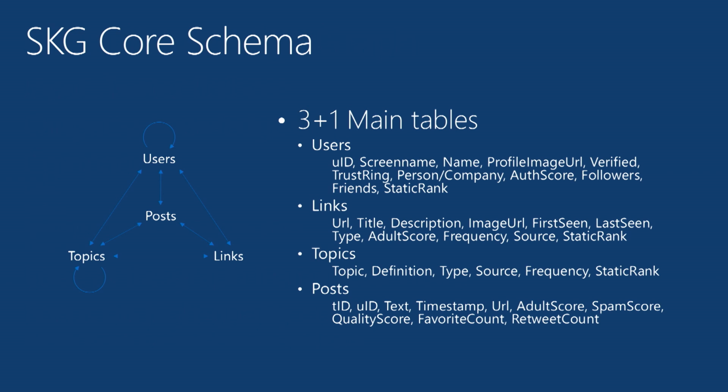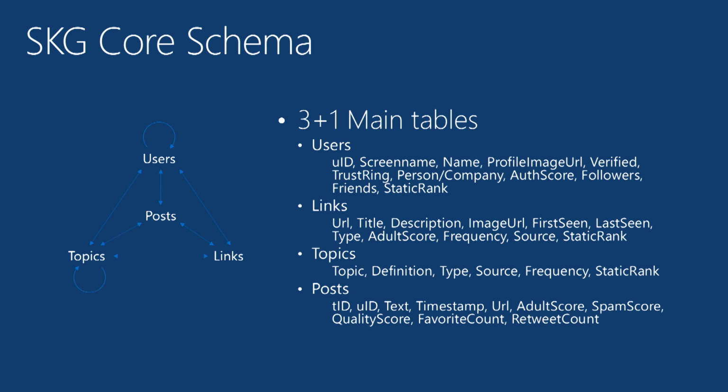This is a core schema. Looks complicated, but I'm going to just highlight the main things. So we have users, posts, topics, and links. And imagine this is kind of an OLAP view, if you want to call it. Or if you're very familiar with Excel, imagine you just read the entire firehose in Excel, and then you play with pivot tables. Something like that.